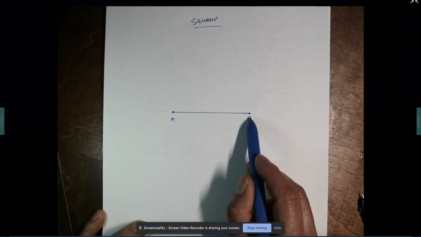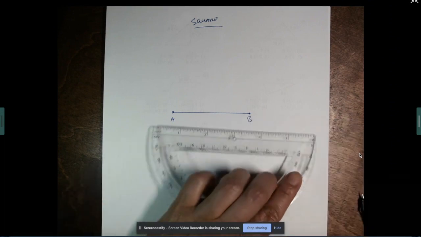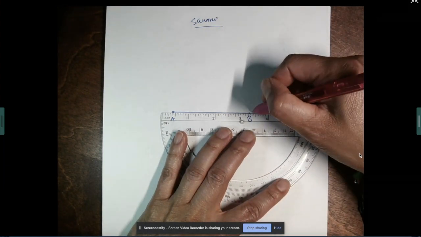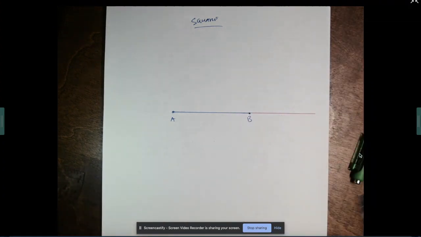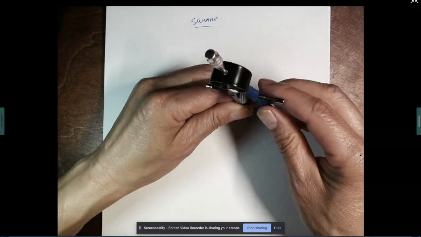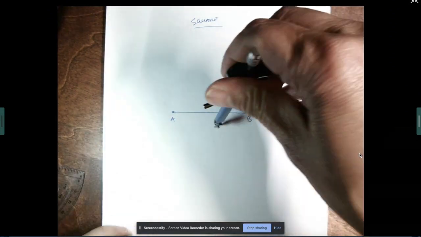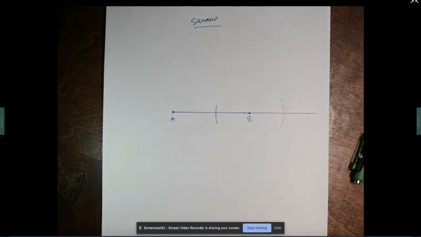Okay. So to create a perpendicular through this point, normally we would just put our compass on that point, but we need a little bit more room over here. So the first thing I'm going to do is extend this. It doesn't matter how far, you just need some space. Then I'm going to open up my compass to a medium setting, place it on point B, and strike an arc on both sides of B. You could just make it a big smiley face if you wanted to, but I just made 2 arcs.